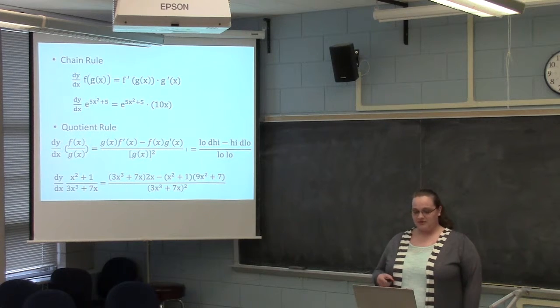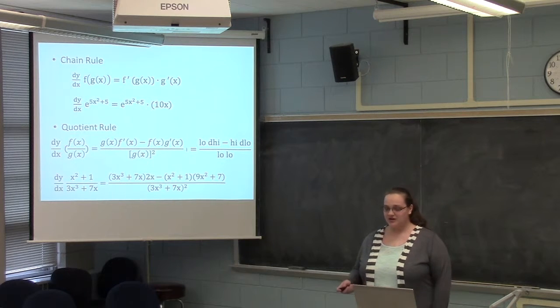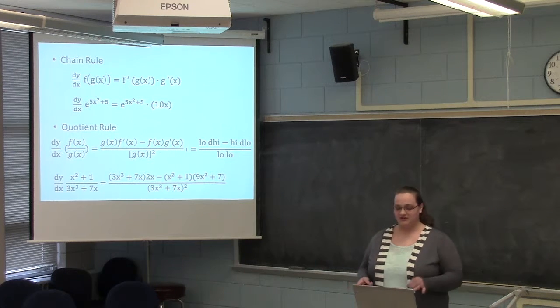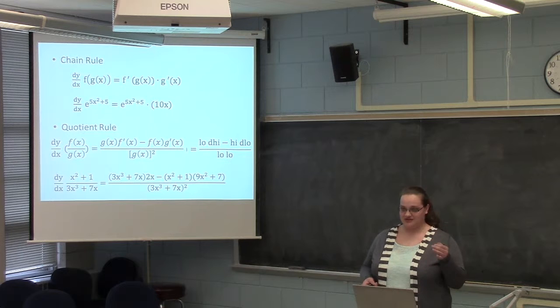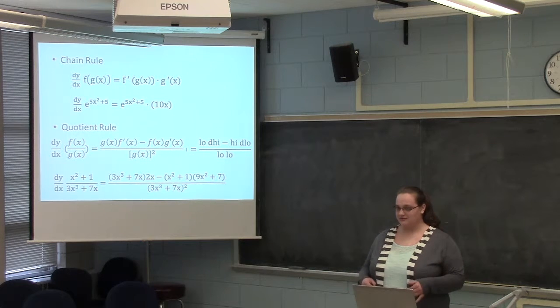And in this example, we have x squared plus 1 over 3x to the third plus 7x, which would just be doing the low function times the derivative of the top function minus the top function times the derivative of the bottom function, all over the bottom function squared.